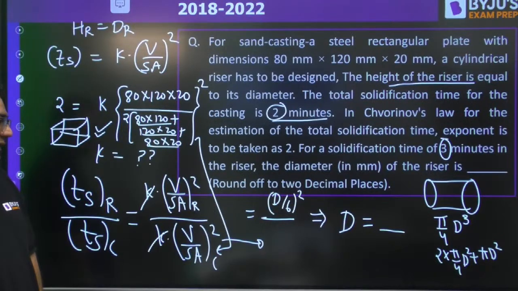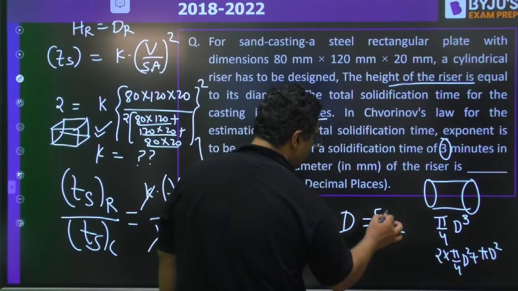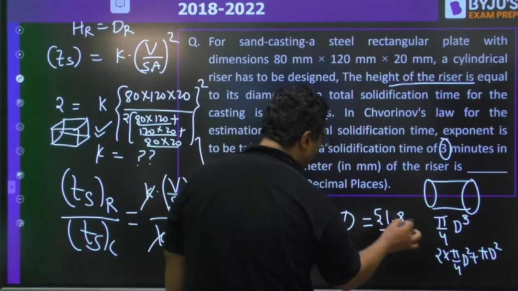So you will get the diameter as 51.84 mm. Yes, Arunita, are you getting it or not?